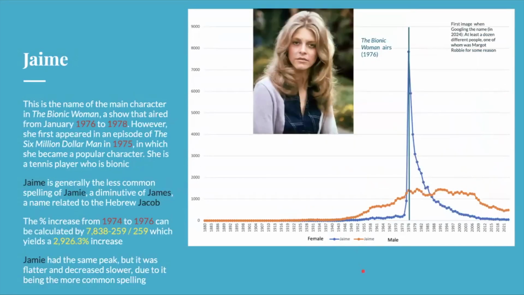This is the point where I started Googling Game of Thrones characters, and apparently there's a character named Jaime, spelled Jaime, but I actually found Game of Thrones had no effect. However, the television show The Bionic Woman had a big effect on this name. It aired from 1976 to 1978. However, the character of Jamie Summers first appeared in an episode of The $6 Million Man in 1975, in which she became a popular character. She is a tennis player who is bionic in some way.